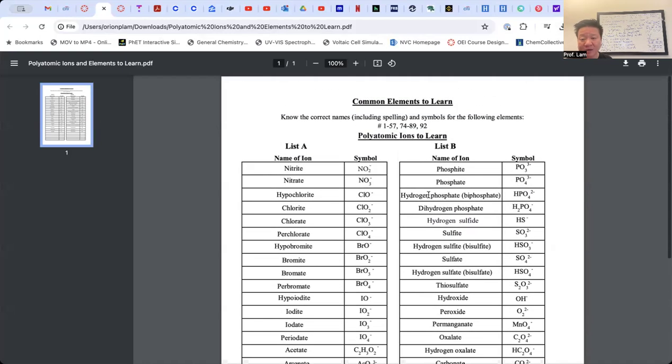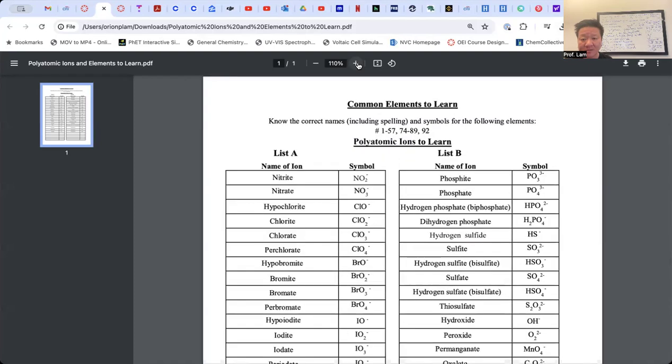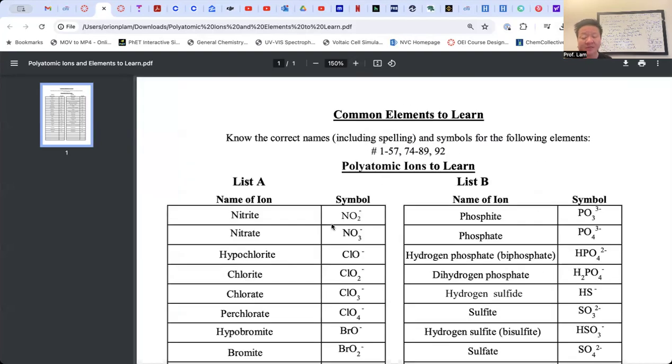Okay. Best way to do this, I find, is flashcards, right? Or an app on your phone that quizzes you like flashcards. So the important thing that you have to know, okay, is not just the name of the ion, but also the symbol and the charge. Let me zoom in here. Okay, so you can see, for example, if I say nitrite, then you should know that it's NO2 negative, okay?